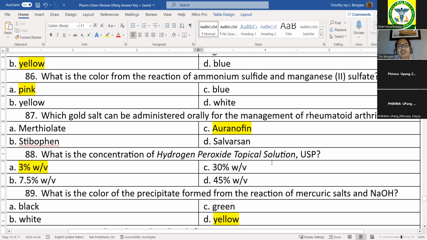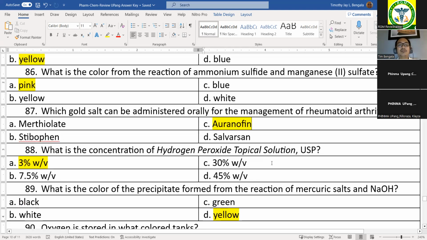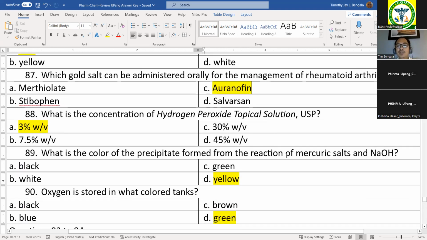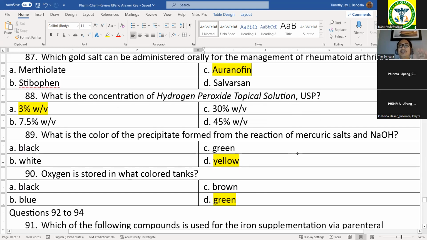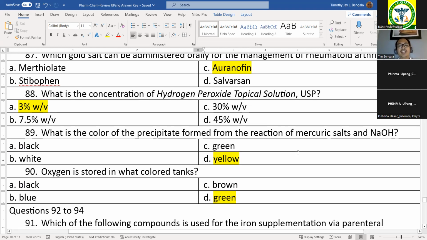So for hydrogen peroxide topical, 30% yung concentrated. Pag tinignan natin, kailangan mong i-dilute 10 times. So that's yung 3%. So number 88 would be letter A. So mercuric salts, mercuric. So yellow yung sagot natin dito. Pag mercurous, doon yung magiging black yung precipitate mo. Oxygen, dahil nagbibigay buhay, kulay green. So yung black, yung nitrogen na hindi nakakabuhay. And then we have brown for carbon dioxide.